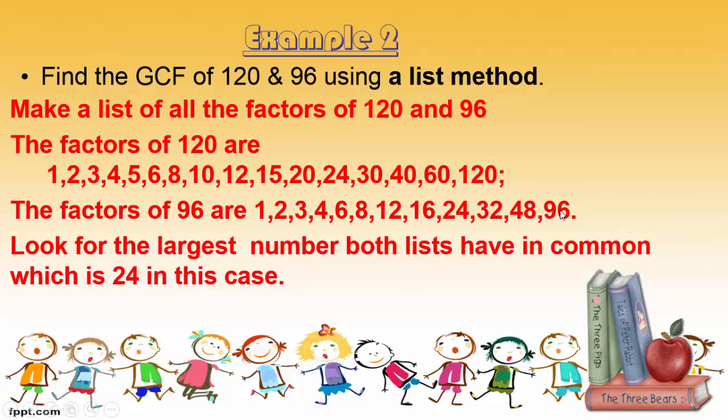I look for the largest number both lists have in common. And in this case, it's 24. That is the largest number that both lists have in common. Therefore, the greatest common factor of 120 and 96 is 24.